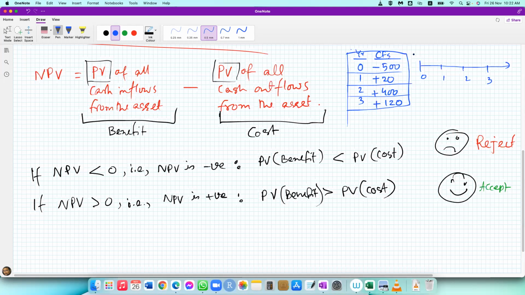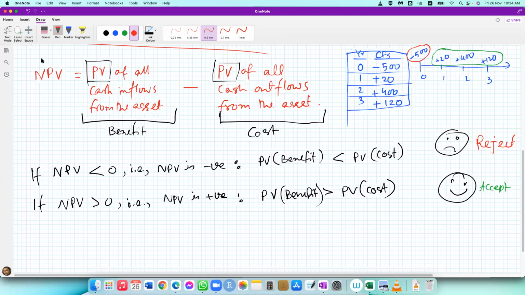Can you tell me how much should we write in year 0? Minus 500, sir. Minus 500, very easy. Then in year 1, it will be plus 20. In year 2, it will be plus 400. In year 3, it will be plus 120. Now, you can clearly see that these 3 are the cash inflows, and this one is the cash outflow.